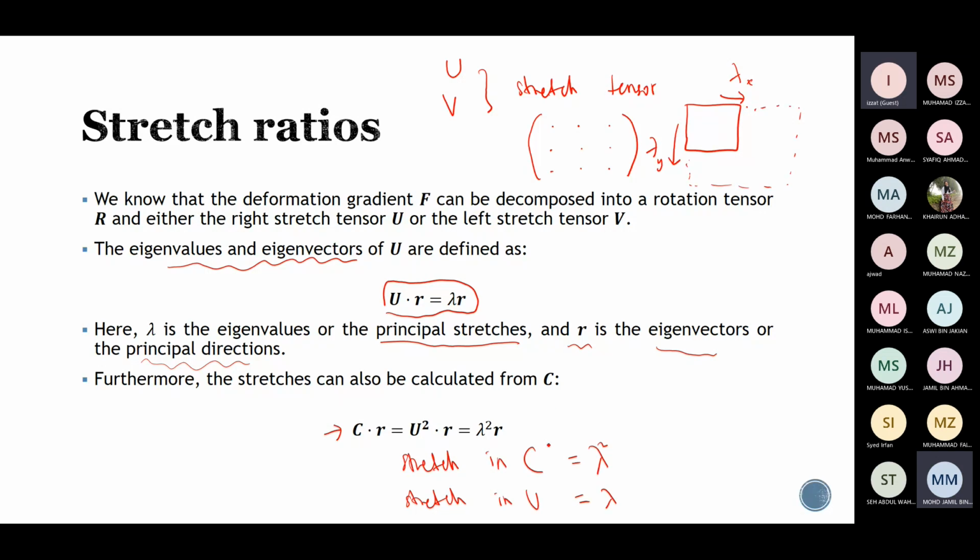So if you cannot find tensor U, but you have tensor C, then to find the stretch, you just simply find the eigenvalues and eigenvectors for the tensor C, and then square root this stretch, because this is a scalar value, so dia lagi mudah untuk di square root kan, okay, to find the stretch.